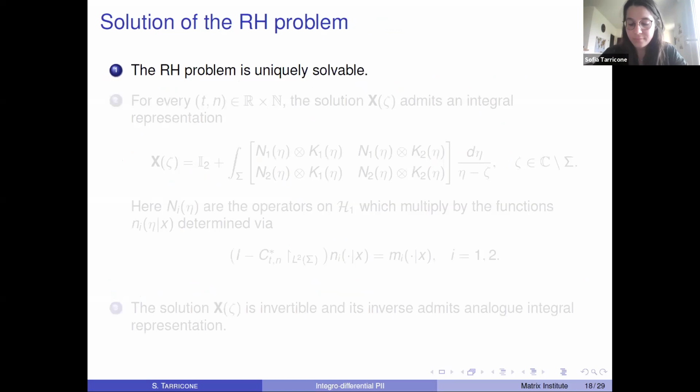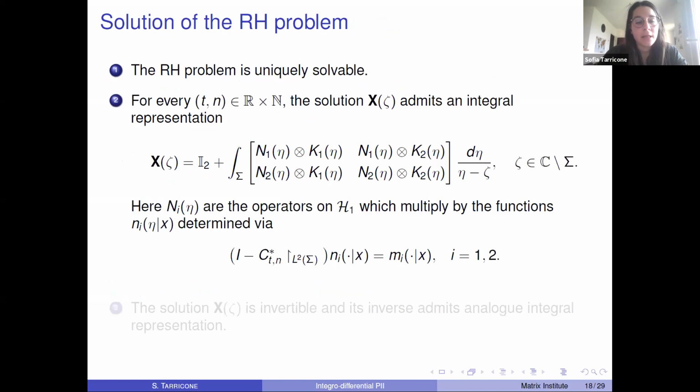And well, this is true. So we have that whenever the Riemann-Hilbert problem is solvable, it is uniquely solvable. And moreover, you have that for every t and n, the parameters in this range, we can write the solution of our Riemann-Hilbert problem through an integral representation. So you have that your solution looks like that. You have the identity operator on H2 plus this operator valued Cauchy transform. And of course, this is for every zeta that is away from the contour.